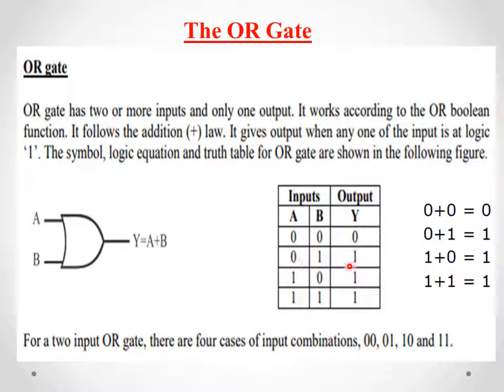So now 0 plus 1 is equal to 1, and 1 plus 0 is equal to 1, and 1 plus 1 is equal to 1. But in the normal binary addition, 1 plus 1 is equal to 10. That is sum and carry outputs. But in the Boolean addition rules, 1 plus 1 is equal to 1.